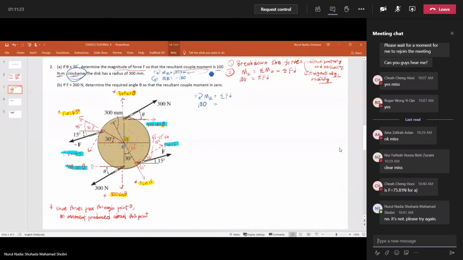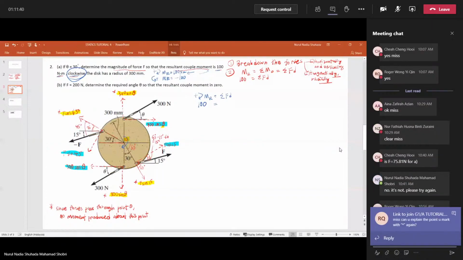Are you clear for that part? Actually, you can use whichever direction that you are comfortable with because at the end the result should be the same. But in this case, because it's already mentioned clockwise positive, I will just use the clockwise to be positive.